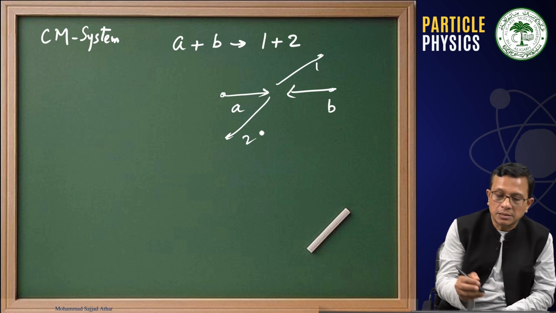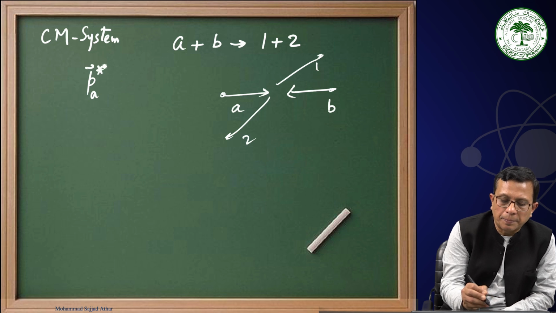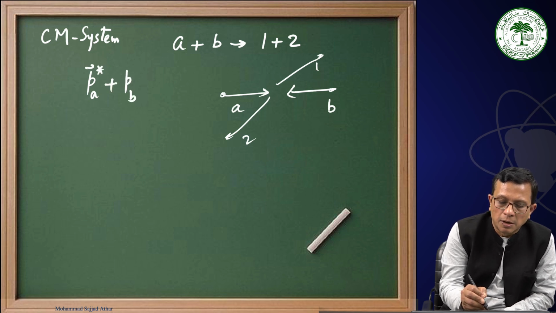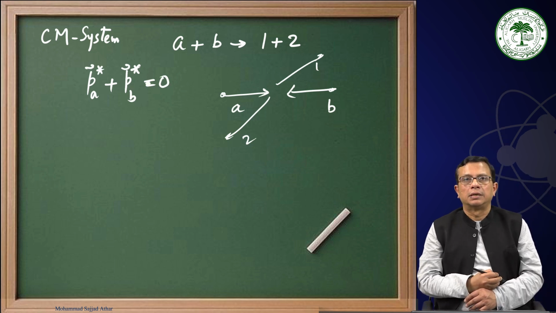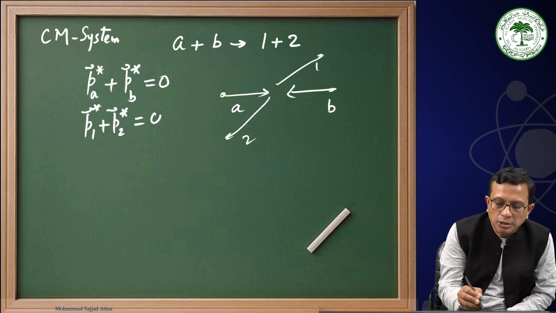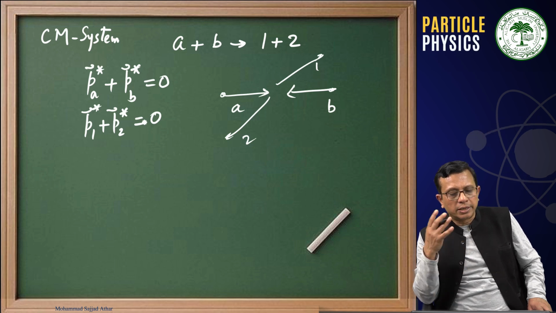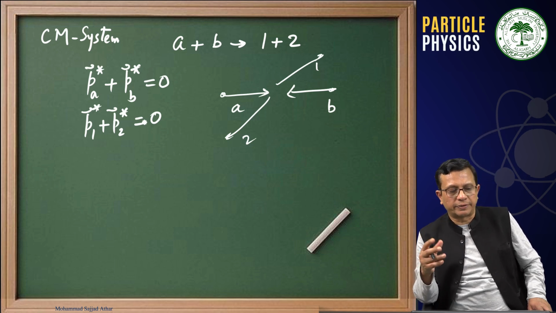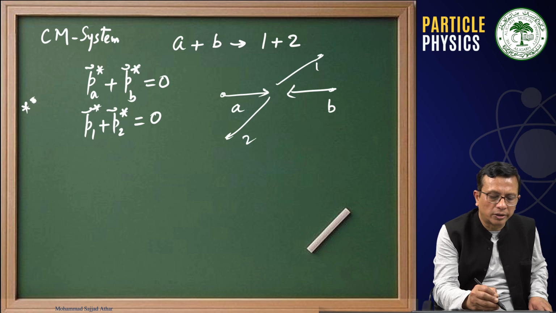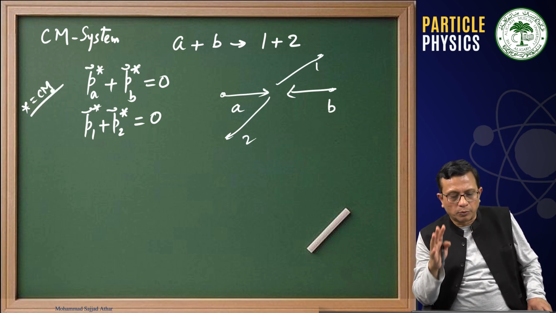Let us denote this by P_A star, for the center of mass, plus P_B star, and this is 0, or P_1 star plus P_2 star, because from momentum conservation this is equal to 0. This asterisk simply tells you that we are working in the center of mass frame. Otherwise, if you prefer, you can write CM all the time so as not to get confused about what we are talking about.